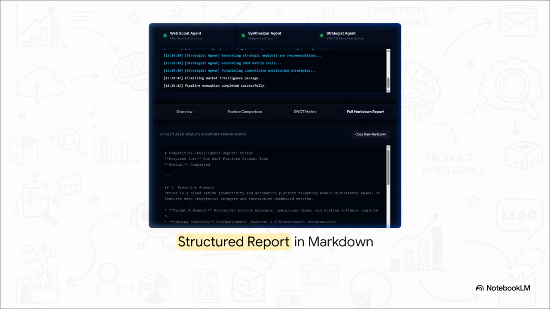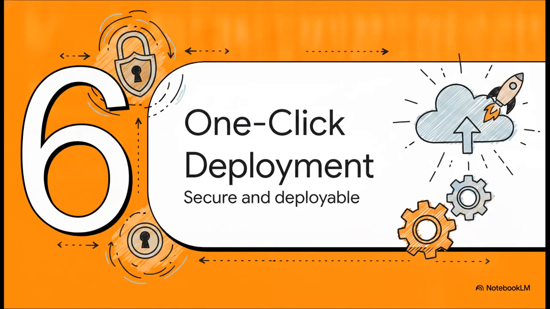And because we know how modern teams actually work, the final tab is the full Markdown report. The entire analysis is fully formatted and copy-paste ready. You just click a button, and you can instantly drop this incredibly detailed multi-agent research report directly into Slack or an email to your product managers.